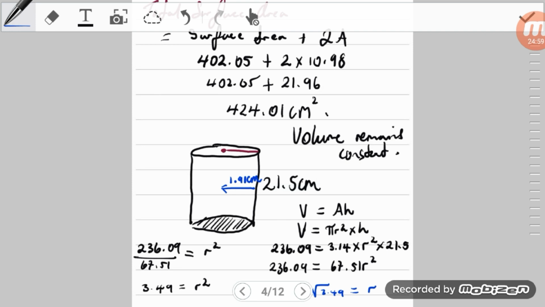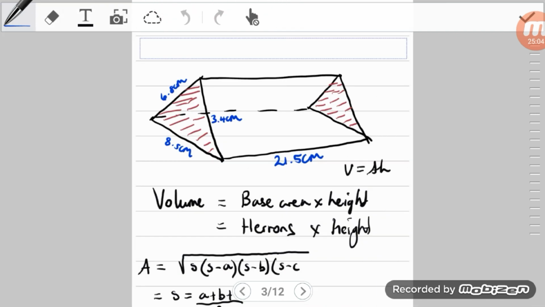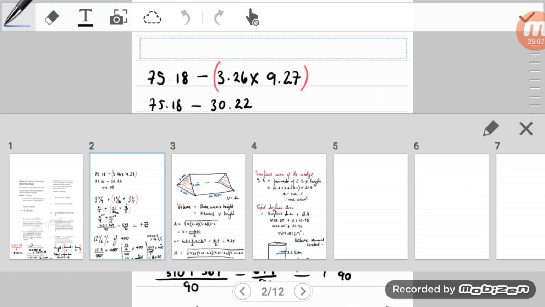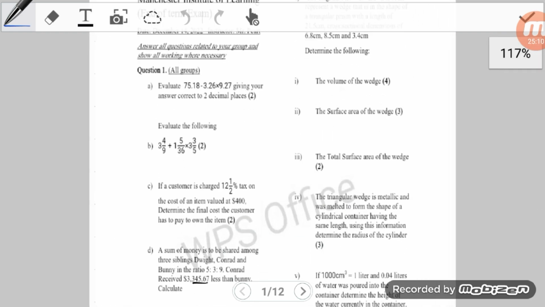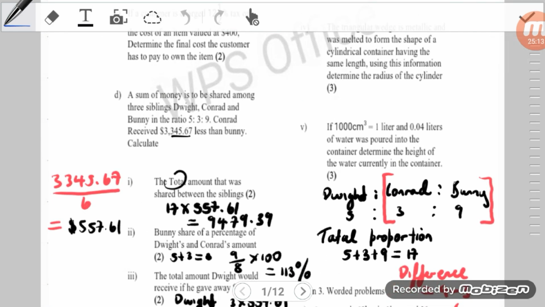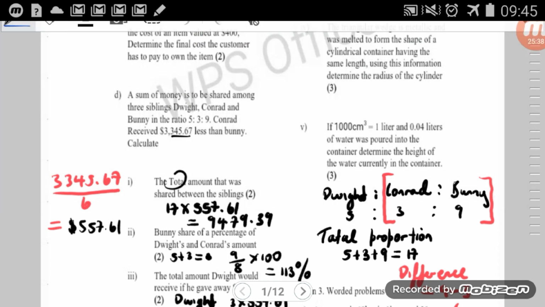All right, let's proceed now to working out the final section of this particular question. We are told that if 1000 centimeter cube is equivalent to 1 liter, and 0.04 liters of water was poured into the container that we now have, we are to determine the height of the water that is currently in the container. So here we go, guys. We're going to approach that question just about now.